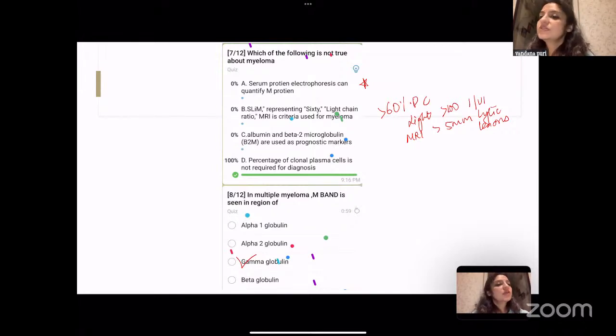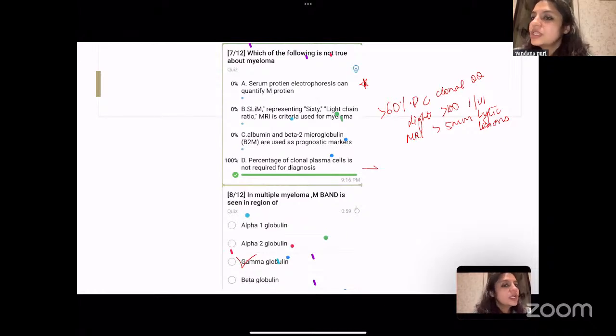If you're remembering 60%, remember this should be clonal plasma cells. That's very important. Whenever you're seeing more than 60% clonal plasma cells, that is only one type of plasma cell, either kappa or lambda. That's very important. More than 100 involved to uninvolved light chain ratio, and MRI showing more than 5 millimeter lytic lesions. Apart from that, there are two very important prognostic markers, serum albumin and beta-2 microglobulin. These are two very important prognostic factors of myeloma, right? Percentage of clonal plasma cells is most important.